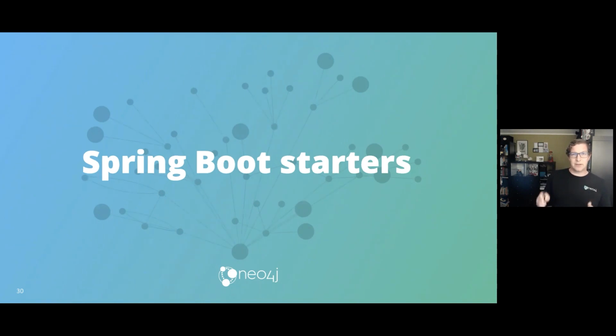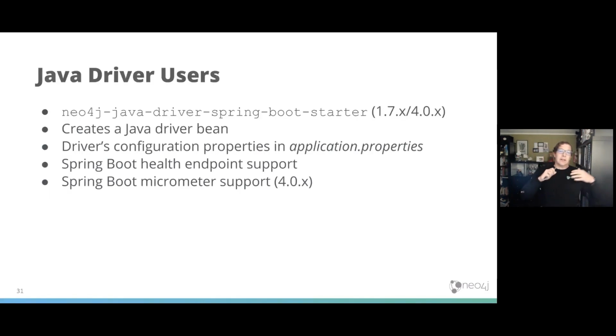So, skimming ahead, we saw the Spring Boot starters. If you're a Java driver user right now, you can make use of the newly released Java driver Spring Boot starter for 1.7. It will support the 3.x databases. It creates a driver bean for you. You will get access to all the driver properties through the application properties, so you do not have to configure everything in code, but can make use of the application properties you have with your Spring Boot application. It creates a health endpoint out of the box.